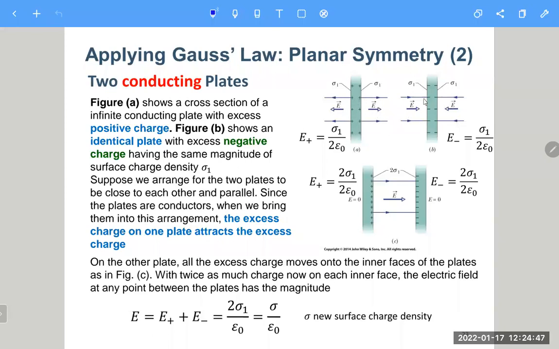Now we assume that we place these two plates close together. Then the positive charge and the negative charge will attract each other. So this is the positive plate, this is the negative plate. Opposite charges attract each other, so the positive charge will go to the right face of this plate, and the negative charge will go to the left face of this plate. In this case, you can imagine like this. You just add them together.